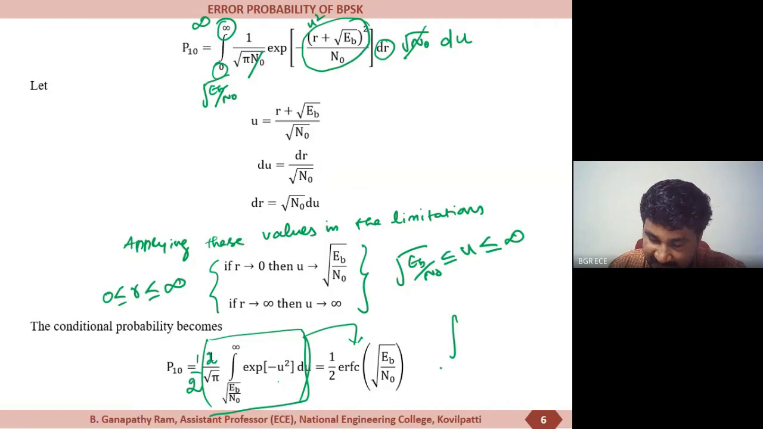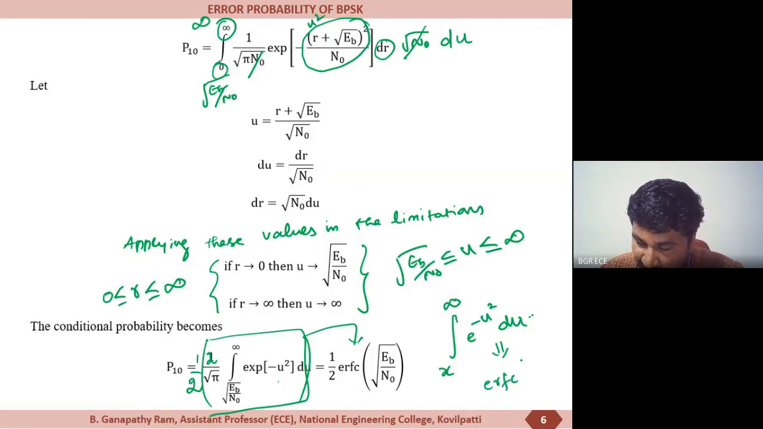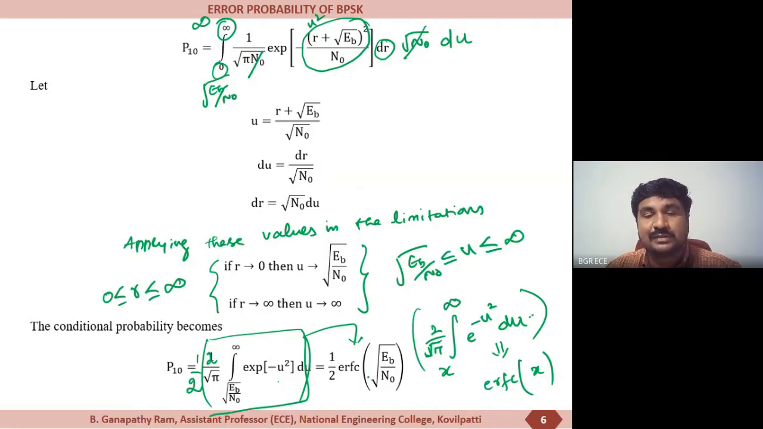That is, the integral of x e to the power of minus u square du over a period from x to infinity can be represented as error function of x. By this way, this can be represented as 1 by 2 into error function of 2 divided by root pi. This term can be written as error function of x. Hence, this term can be written as 1 by 2 into error function of square root of EB by N0.